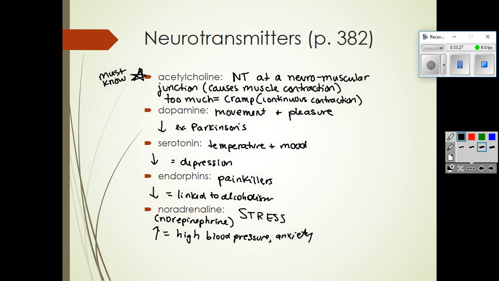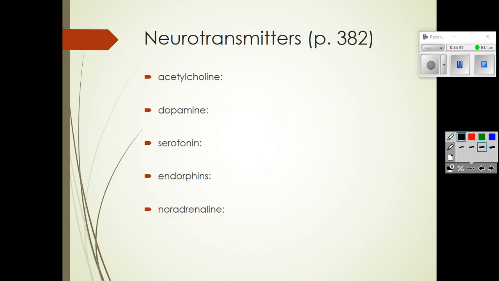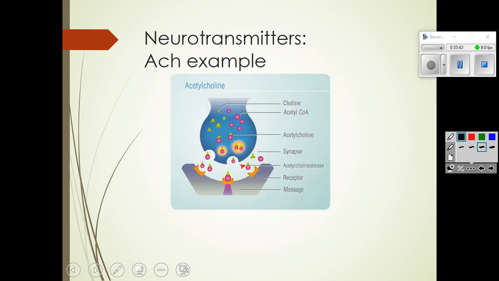Now for acetylcholine specifically, there's a little picture on your handout just right next to this little list of neurotransmitters. So we can look at specifically what a synapse looks like when there's acetylcholine there. So here's an acetylcholine synapse. Because acetylcholine is providing the signal between your nervous system and your muscles, this would typically be a muscle, and this would be the presynaptic neuron.